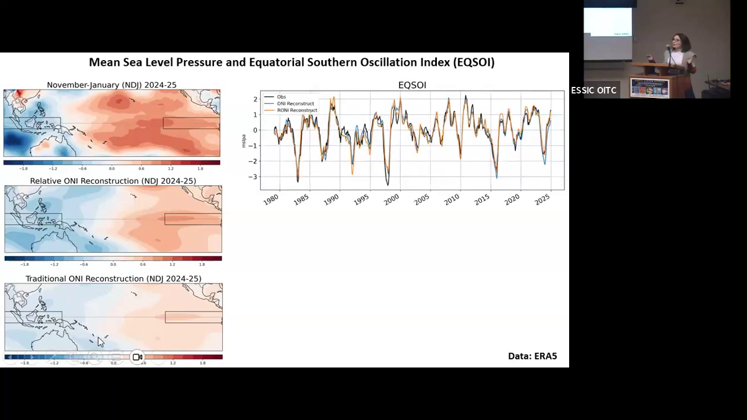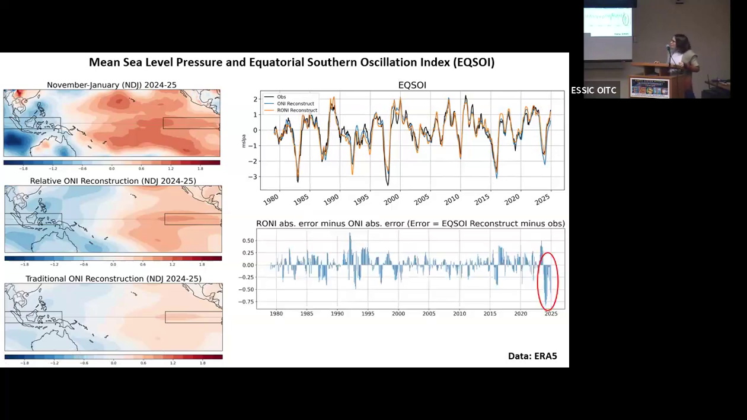And you can do this for all seasons. So you can create this equatorial SOI reconstruction. The orange is the relative reconstruction, the blue is the traditional, and then the black is the observation. So you can sit there and see how they all track each other. And again, it's over here in the recent records, I go, ooh, we might have an issue here. Because what we're seeing is the relative ONI reconstruction is hugging that black line, the observations, better than the traditional.